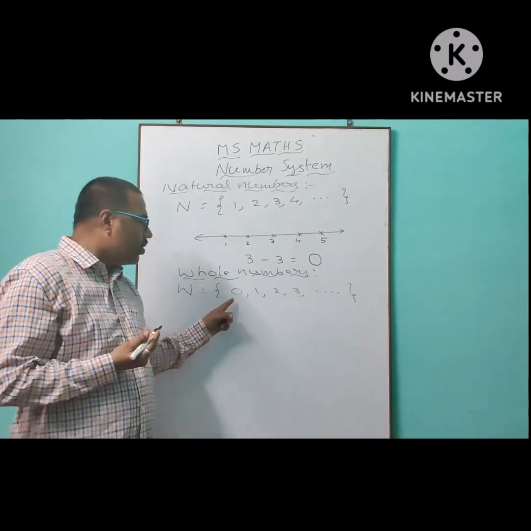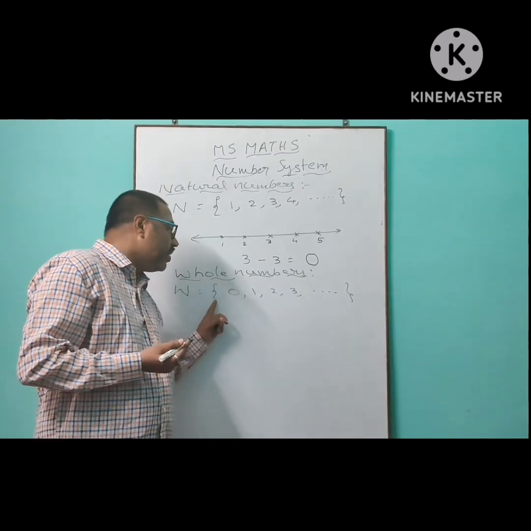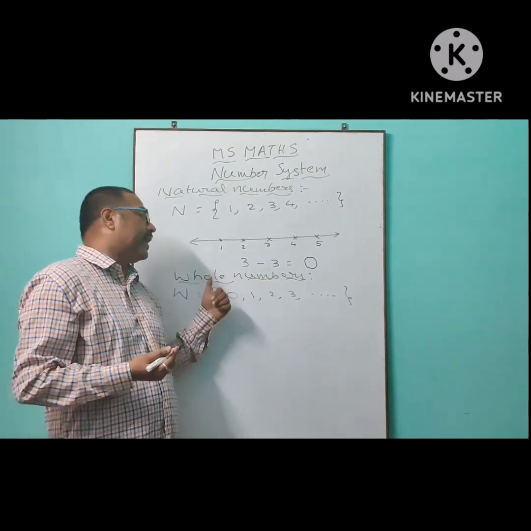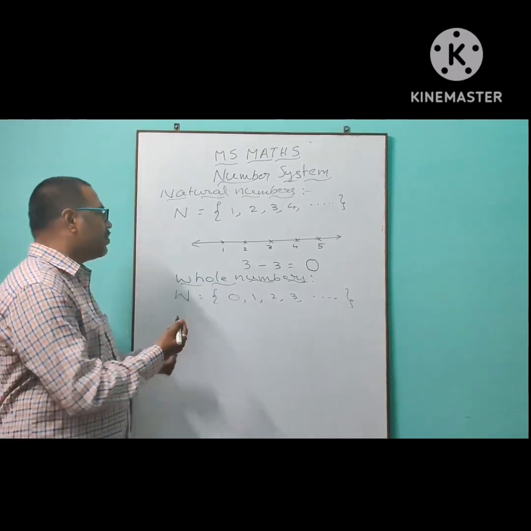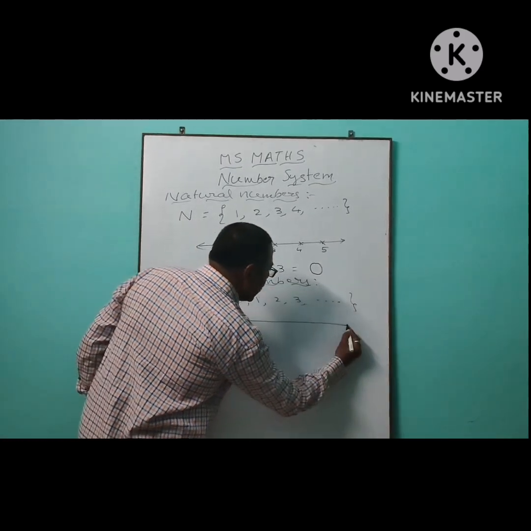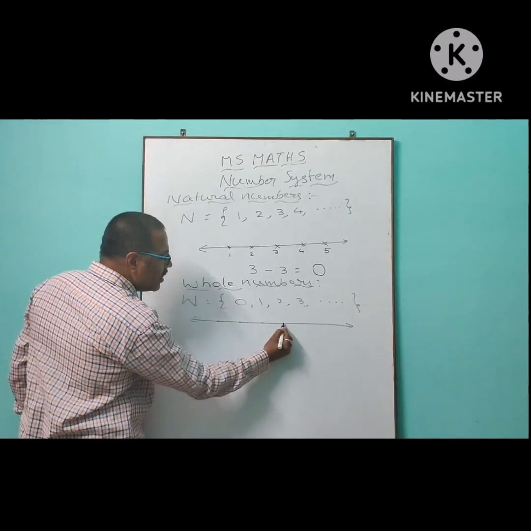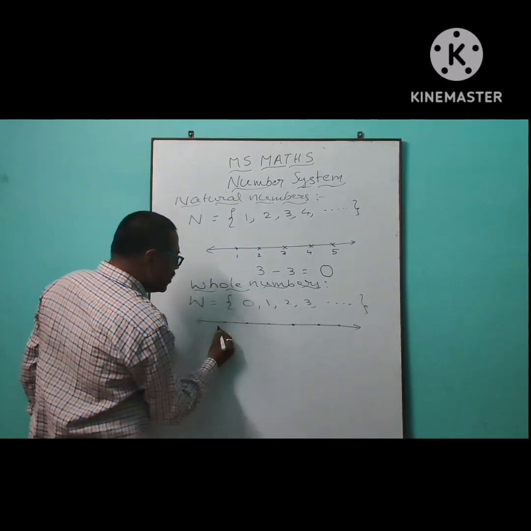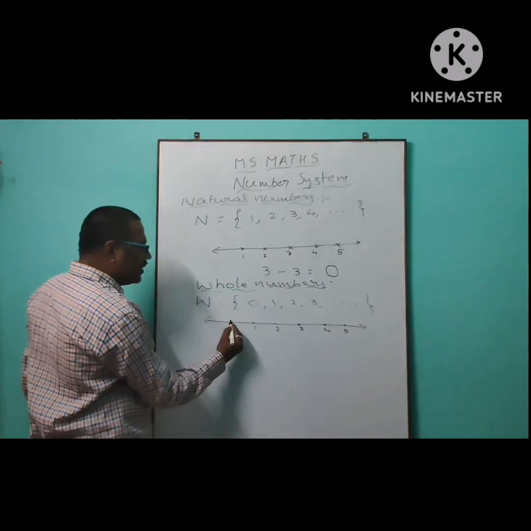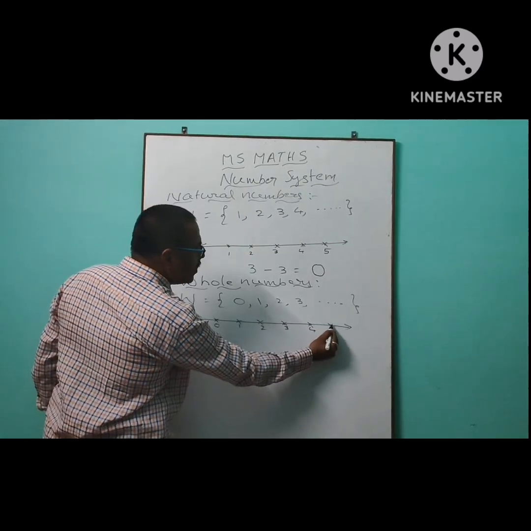Here the least whole number is 0, and there is no greatest whole number, and every whole number has a successor and every whole number has a predecessor except 0. And we can represent these whole numbers also on the number line, children. So here I have drawn a line. On that line I mark points at equal distances, children. So 0, 1, 2, 3, 4, 5. Like this I represent all the whole numbers on this number line, children.